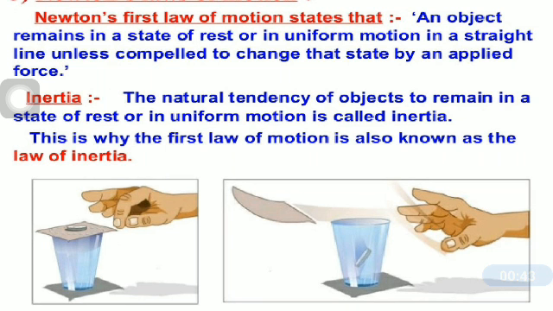So as you can see in the diagram, there is a coin kept on a piece of paper over a glass. When you quickly remove the piece of paper, the coin is in the condition of inertia. It is not ready to change its position of rest. So when the paper is removed quickly, the coin falls down. It does not fly away along with the paper because of the quick movement, but it falls down into the glass. Why? Because it is not ready to change its position of rest, and this is the concept of inertia.